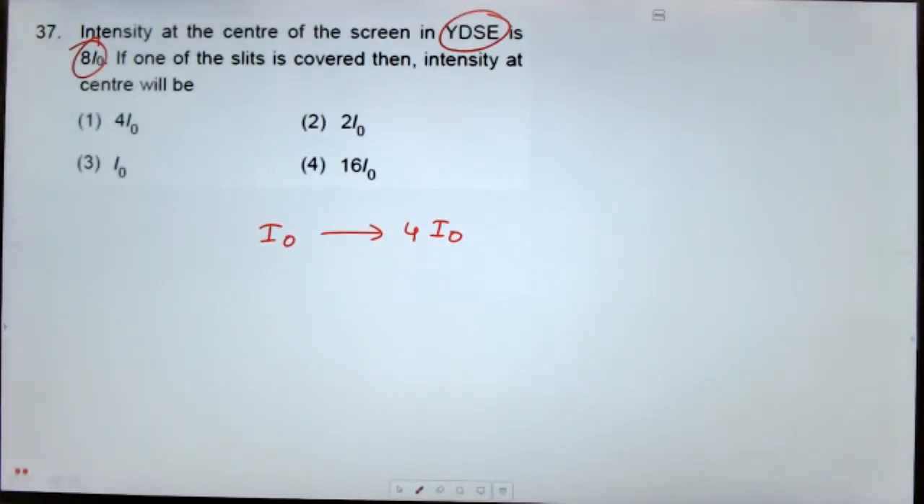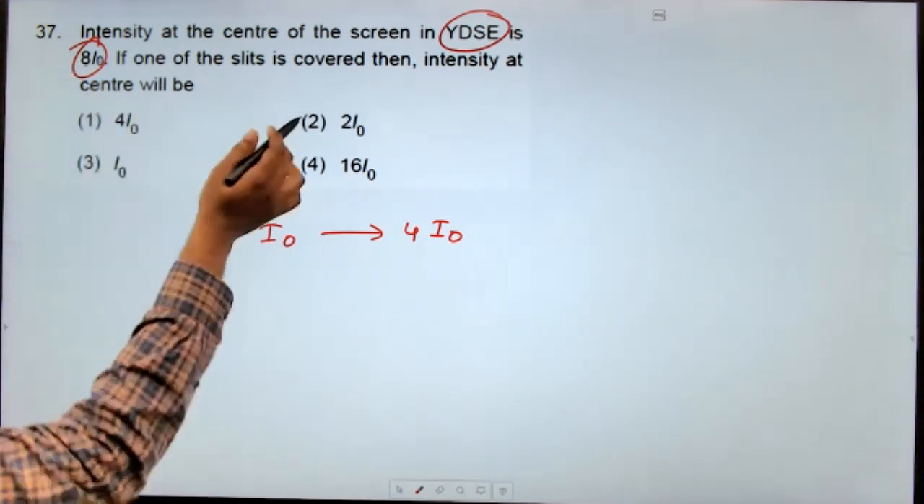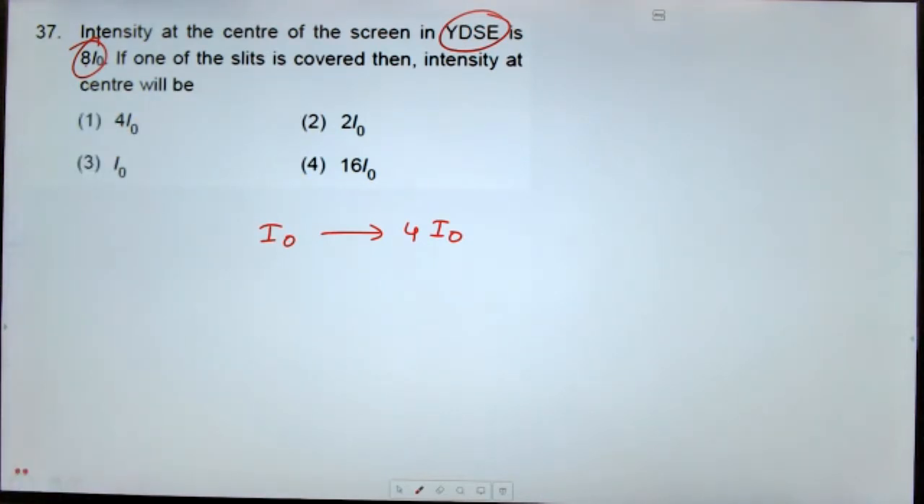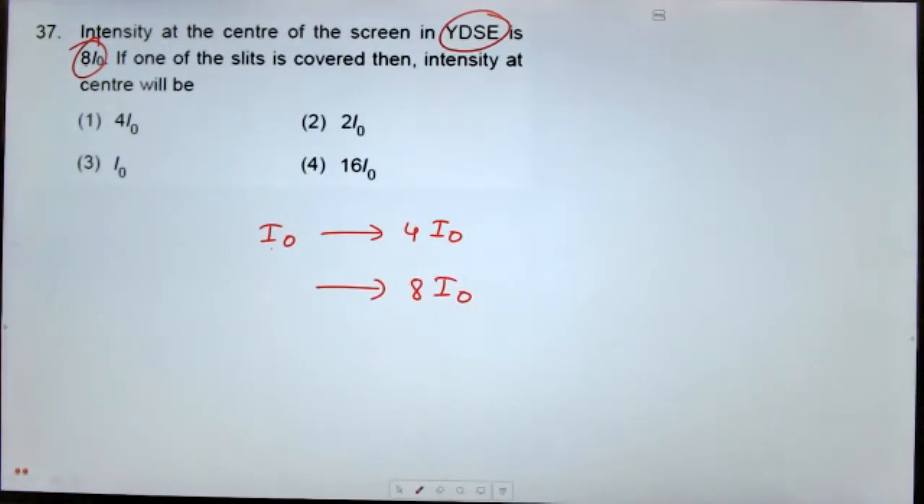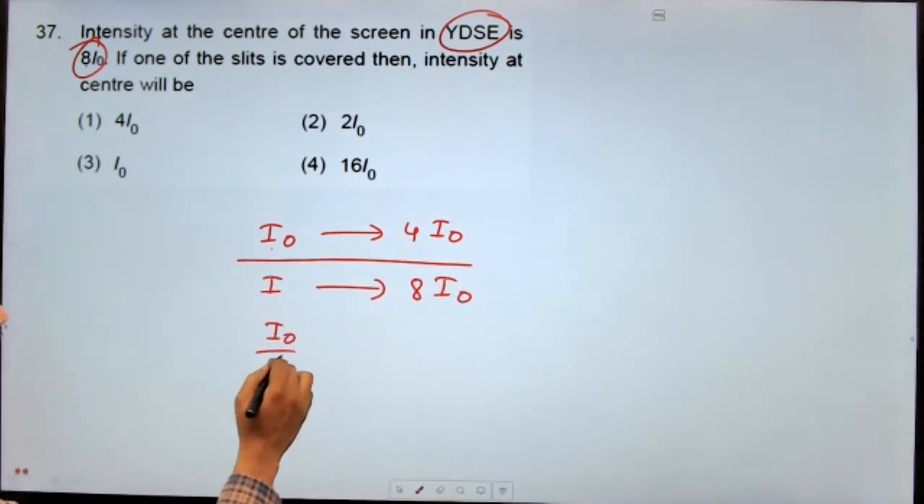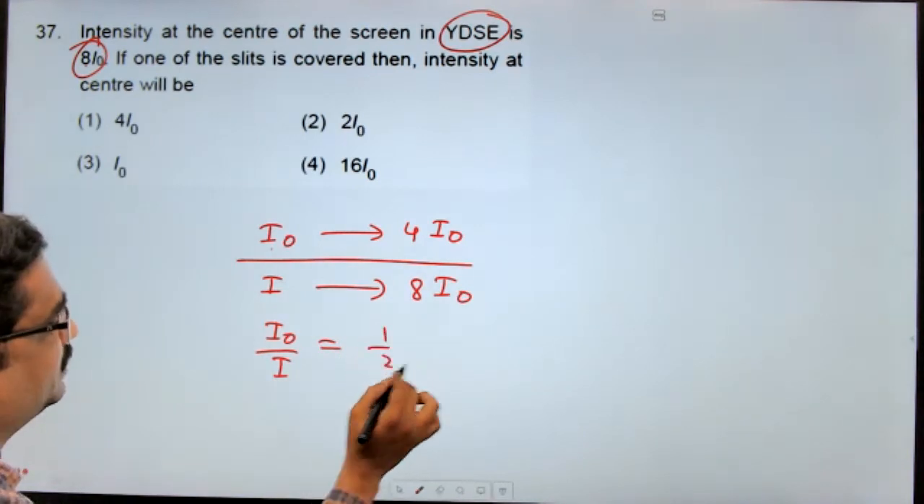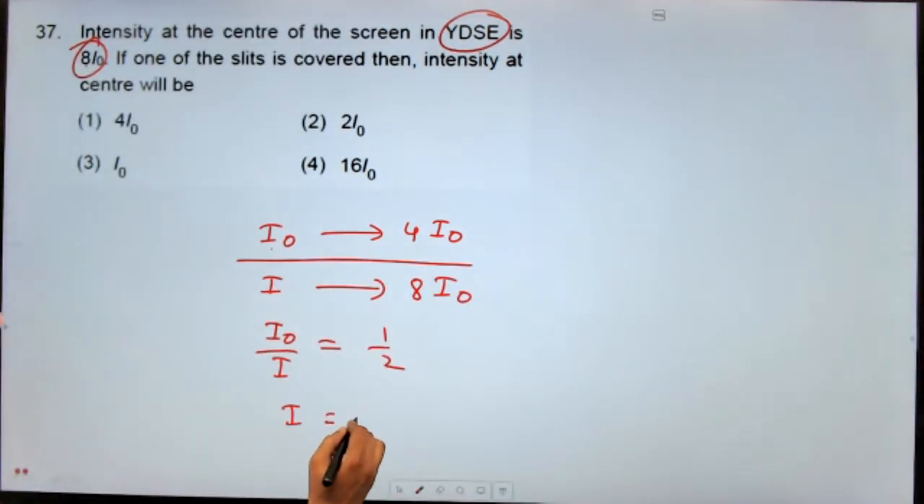Now here, the intensity at the center of the Young's double slit is given as 8 I0. Now, one of the slits is covered, then what is the value of the intensity? For I0, you will get 4 I0. Now here we are getting 8 I0. Take the ratio: I0 by I equals 1 by 2. So I equals 2 I0.